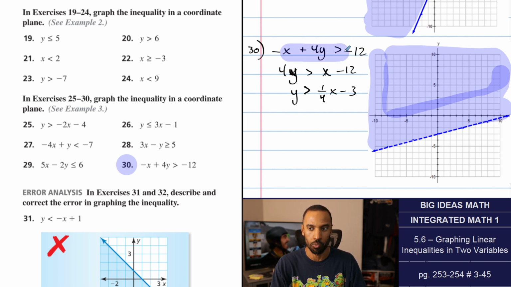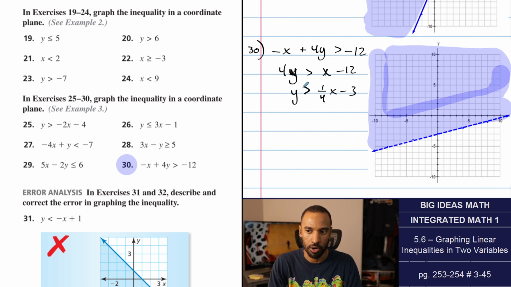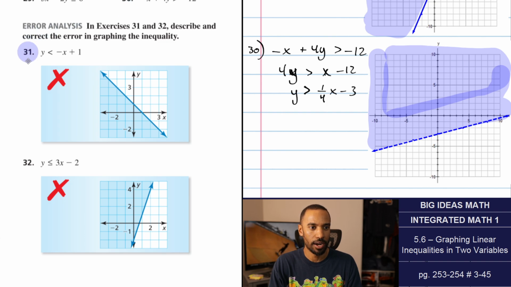And also test with the original inequality right there to make sure you have this one drawn right. But this greater than here, if I did it right, means I do shade above the line. Boy lands on the slide. It's a nice, safe slide. We're good to go.